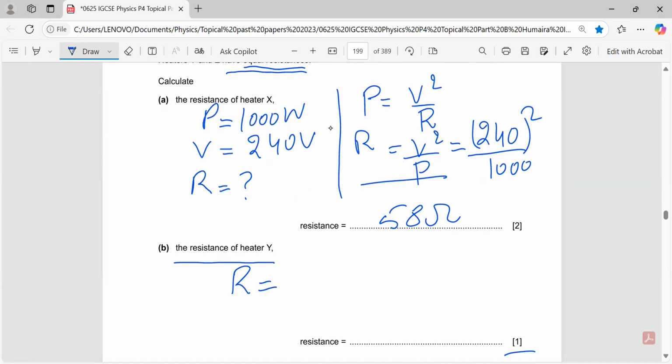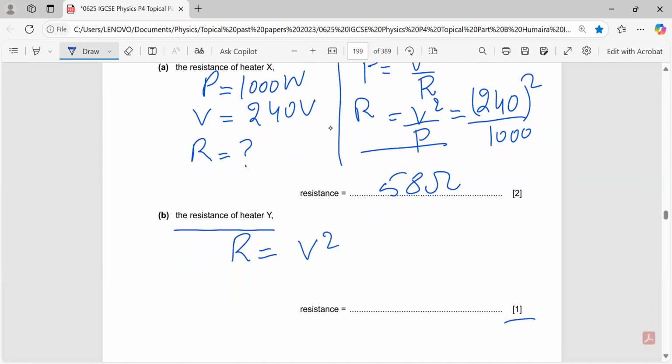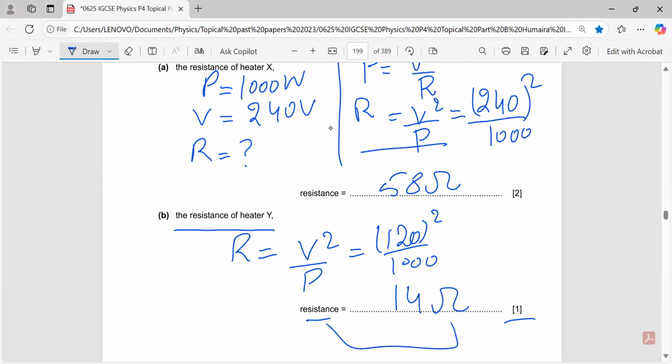That is V square over power. So V is 120 in this situation, and power is 1000. So when you solve this question, you get the answer, which is approximately equal to 14 ohms. Its resistance, as you know, the unit of resistance is ohm, so please don't forget to write the unit ohm here.